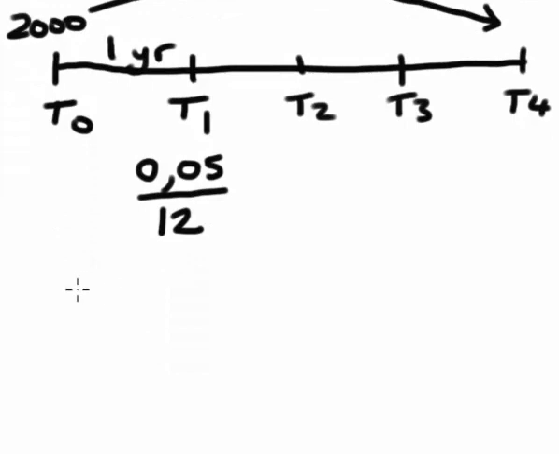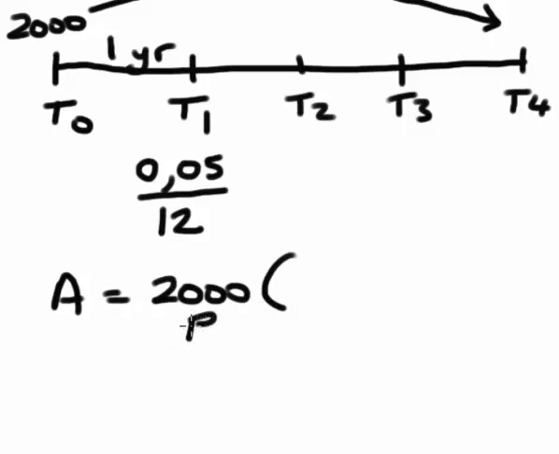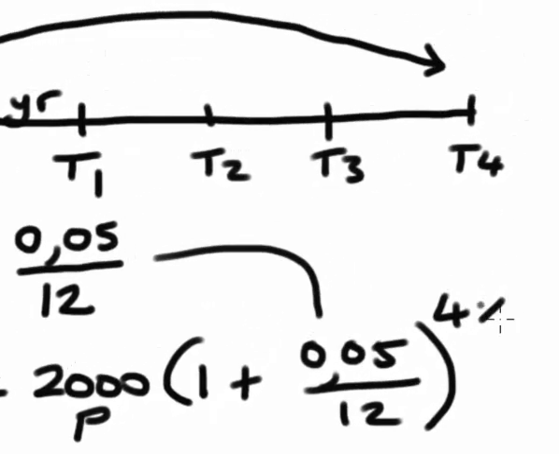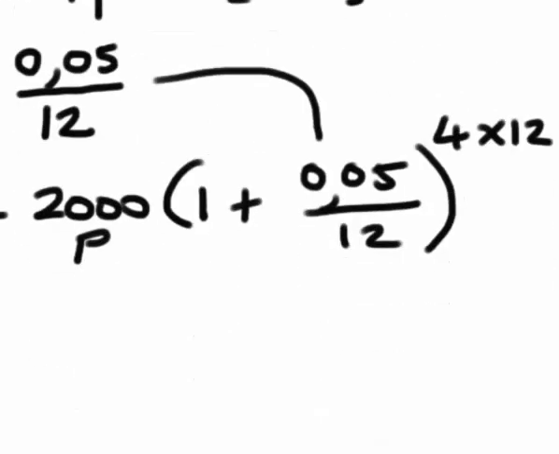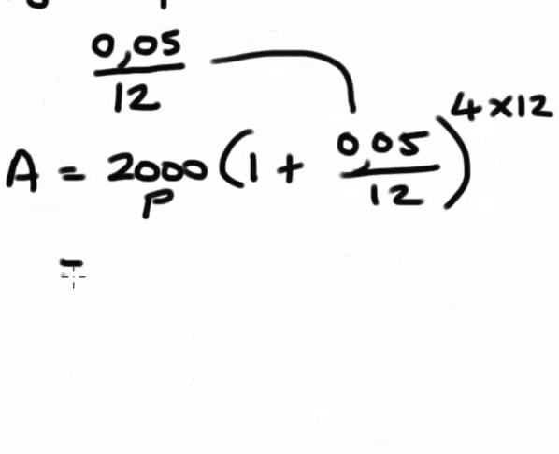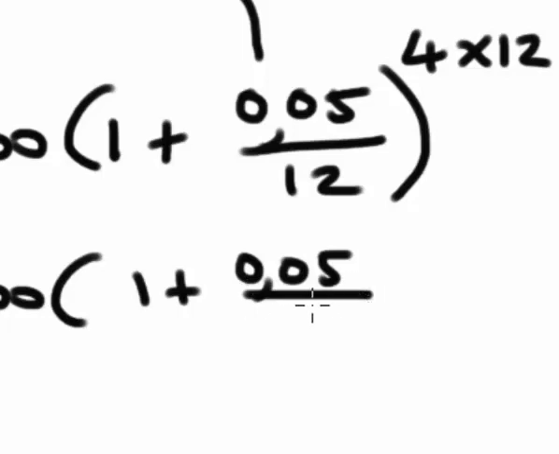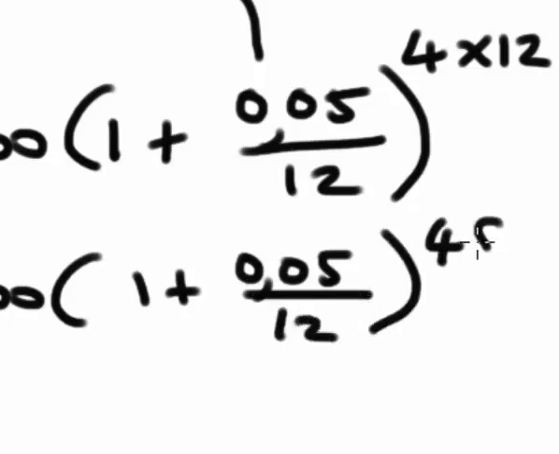Let's revise that again. Remember, we said A is equal to the P, which is the 2,000. How did the formula work? It's A equals the principal amount, or present value, times 1 plus the interest rate, the annual interest rate, divided by 12. Now remember, it's a period of 4 years, so it's 4 years multiplied by 12 months. Which of course gives you 2,000 into 1 plus the interest rate, divided by 12, to the power of 48 months.